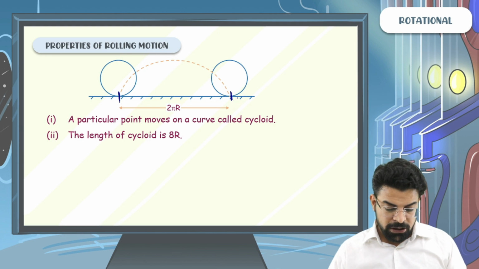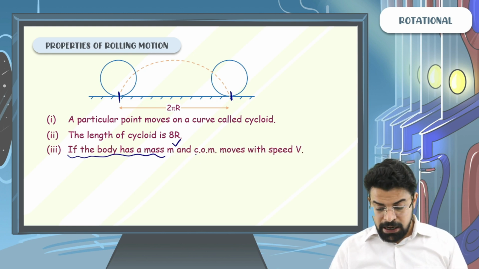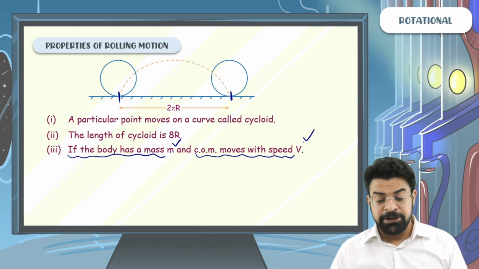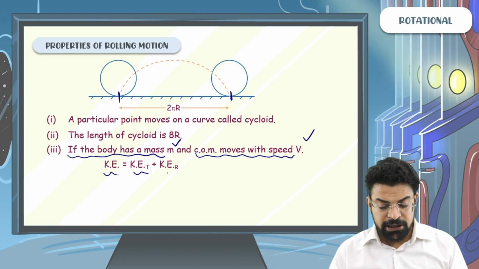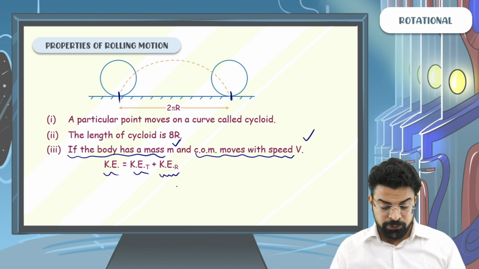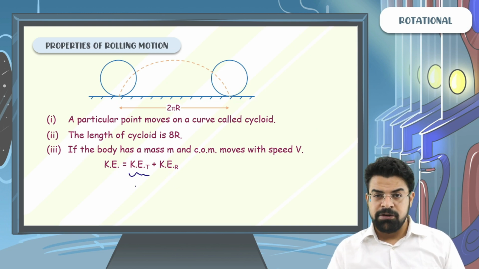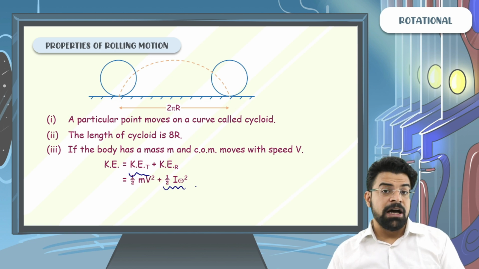Next thing, if the body has a mass m and the center of mass moves with a speed v, then you can write the kinetic energy equals kinetic energy translational plus kinetic energy rotational. This is a really important part, focus. The kinetic energy translational will be half m v square and you can write kinetic energy rotational as half I omega square.